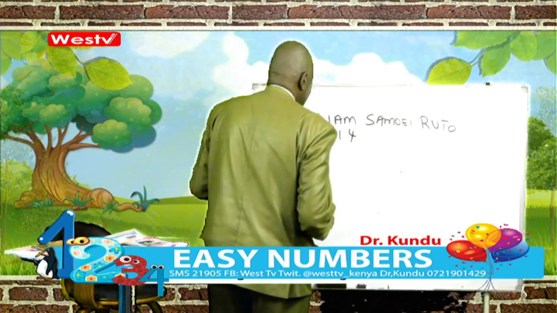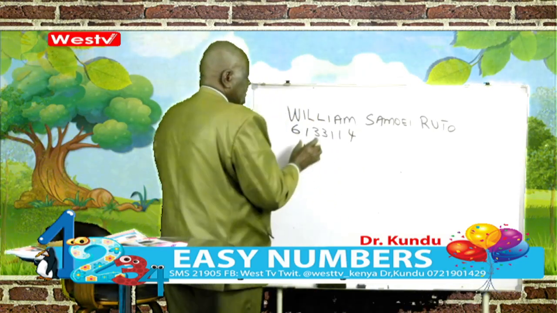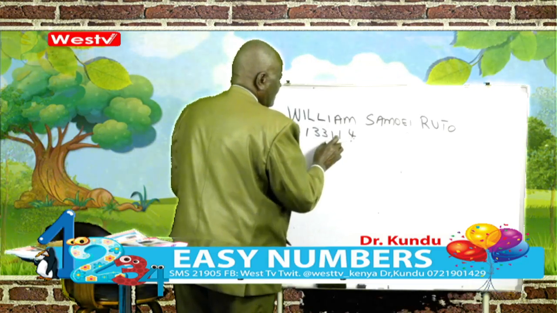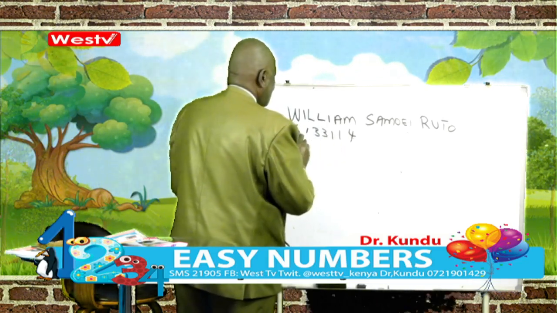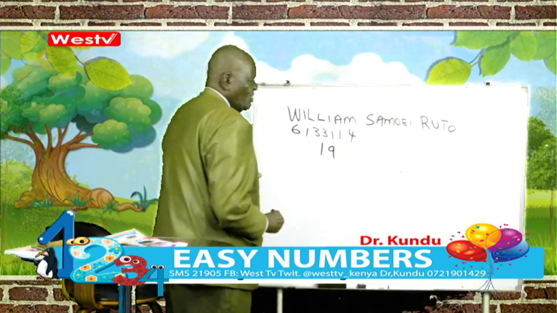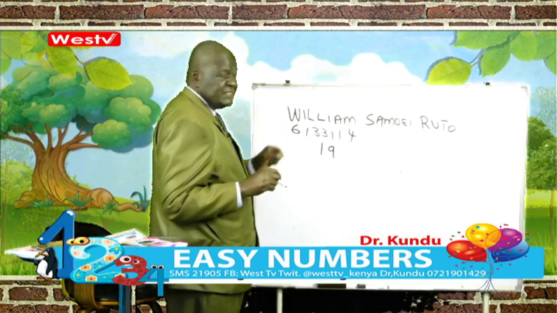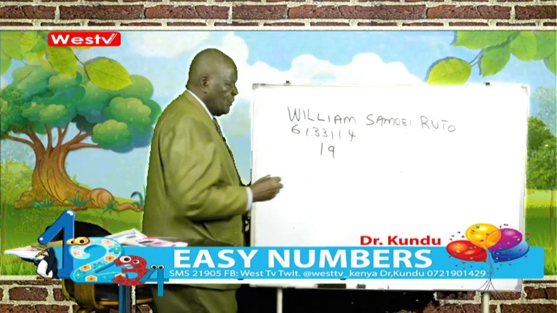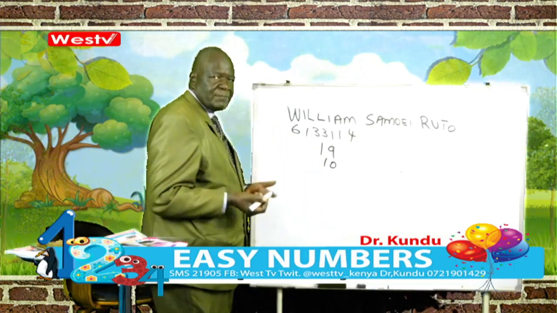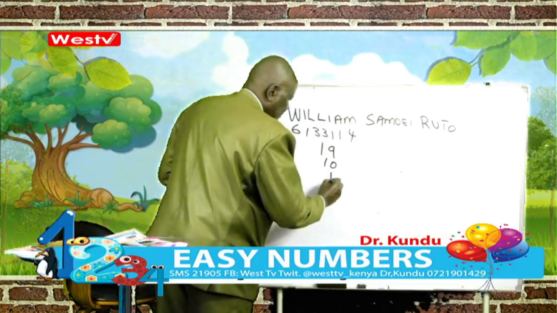6133114. If I add all this, 12, 14, 15, 19. The name William is a 19 compound, which ends up to compound 10 and finally ends up to single 1.